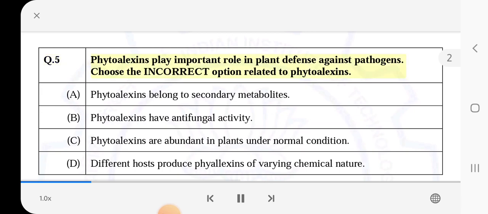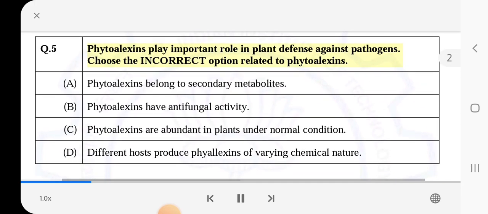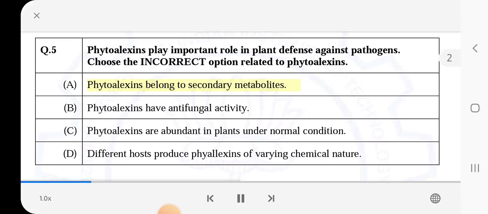Q.5 Phytoalexins play an important role in plant defense against pathogens. Choose the incorrect option related to phytoalexins. A. Phytoalexins belong to secondary metabolites. B. Phytoalexins have antifungal activity. C. Phytoalexins are abundant in plants under normal condition. D. Different hosts produce phytoalexins of varying chemical nature.